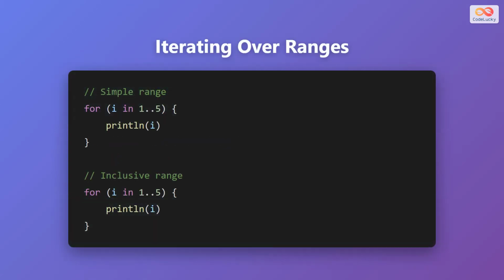Ranges are a powerful feature in Kotlin for creating sequences of numbers. You can create a range using two dots between numbers. For example, 1 until 5 creates a range from 1 to 4, excluding 5. To include the last number, use 1..5, which creates a range from 1 to 5 inclusive. The loop variable i will take each value in the range sequentially.